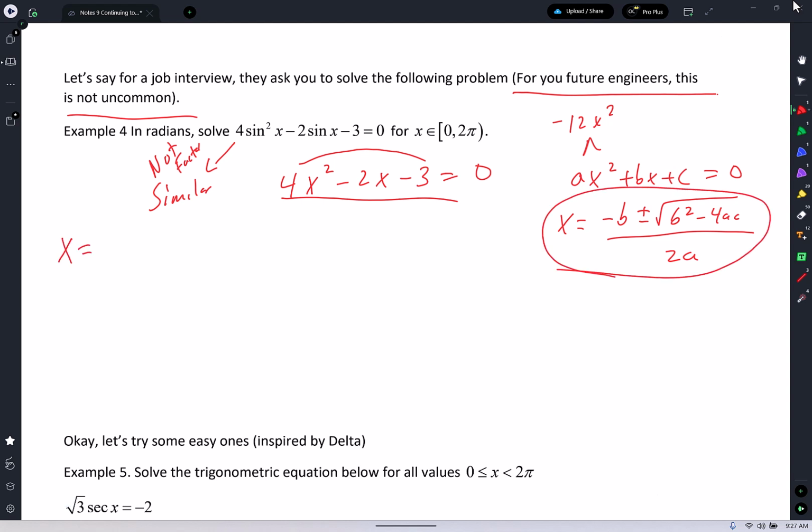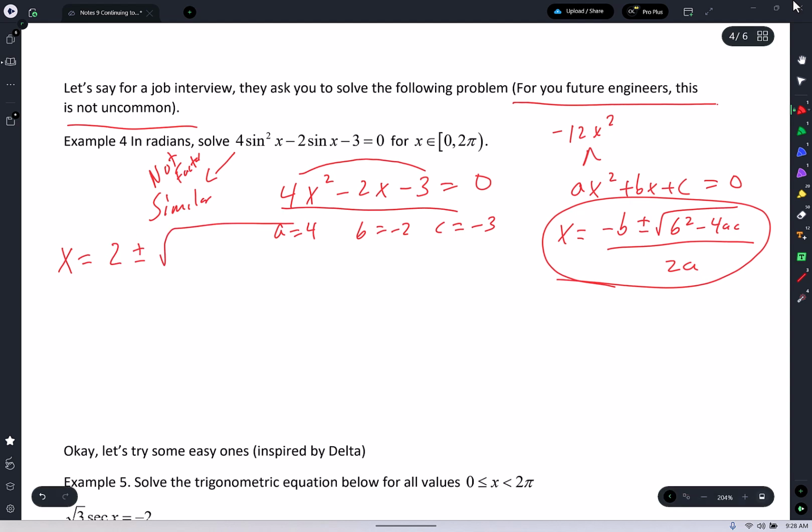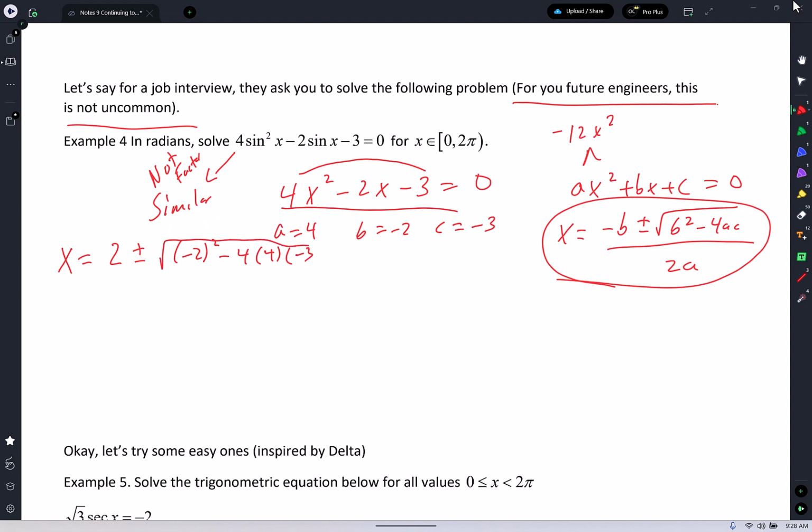So x equals, so let's see what my a is. a is 4, b is negative 2, c is negative 3. So x equals 2 plus minus square root of negative 2 squared minus 4 times negative 3, all over 2 times 4. I'm going to do the positive one first. I'm going to call that x1. And then I'm going to do the negative one next.